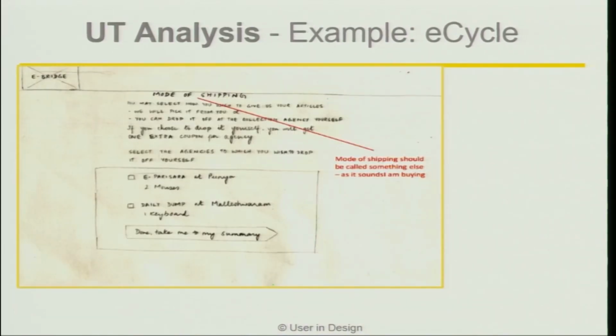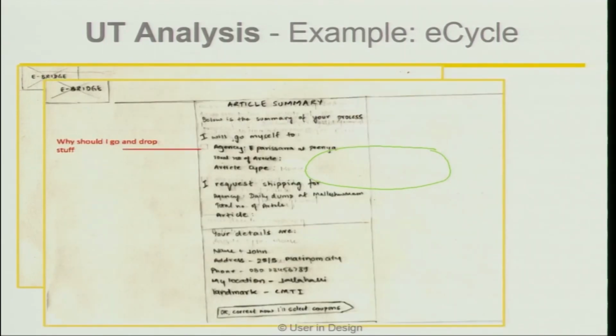What does that mean? So what is the team saying here? Mode of shipping should be called something else. Otherwise, it sounds like I'm buying something. But what you're doing is giving away your e-waste, right? Now here was another one where it says I choose one of these. I request shipping for agency, or I will go myself to the agency. So the user is saying, why should I go and drop off my stuff?